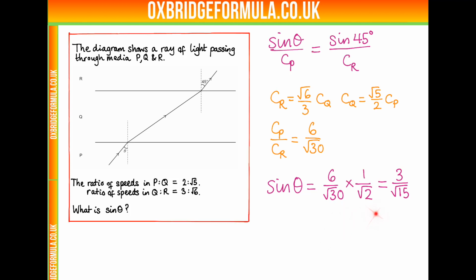The answers do not give anything like this, so we need to think how we can get to one of the options. So we should try to rationalise the denominator. If we multiply by square root of 15 over square root of 15, we get 3 over 15 times square root of 15. So this becomes, 3 over 15 is a fifth, so square root of 15 divided by 5 is the value of sine theta.